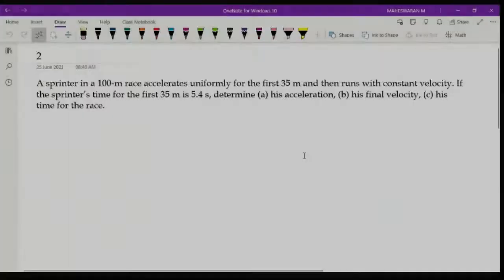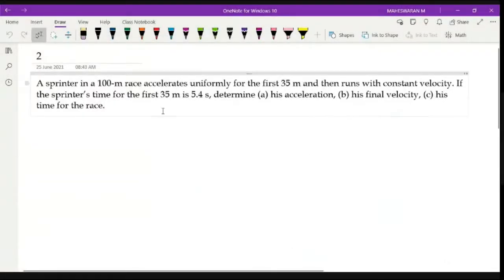Next problem: a sprinter in a 100-meter race accelerates for the first 35 meters and then runs at a constant velocity. If the sprinter's time for the first 35 meters is 5.4 seconds, determine its acceleration, its final velocity, and the time for the race. Now you can see this problem has two sets of data, so you have to be very careful. If there is any change, you have to split the data accordingly.